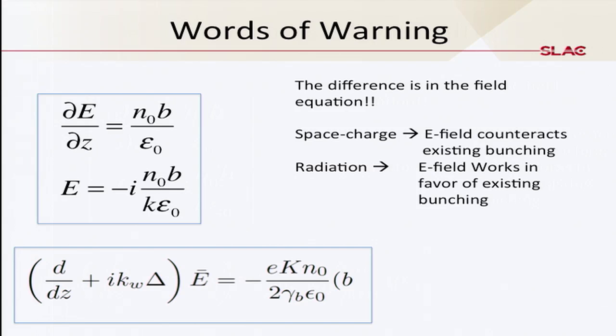Well, the radiation field, in the case of the FEL, it does, and it's because the space charge field counteracts existing bunching because the electrons tend to repel each other through Coulomb fields, whereas the radiation field doesn't. The radiation field works in favor of the existing bunching, and there's nothing you can do about it. This is just in the field equation. And the conclusion is just that nature has been very generous with us, and it makes this instability happen.